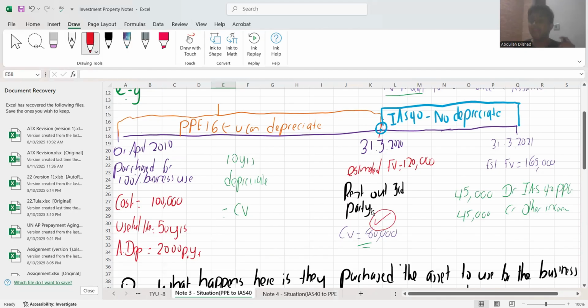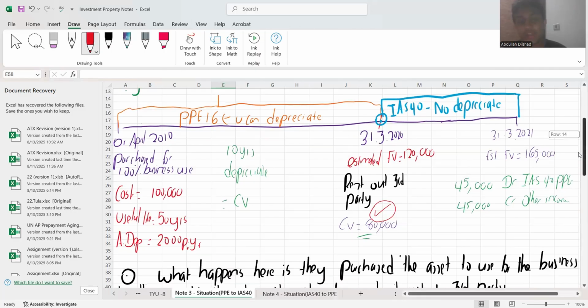Why are you calculating the carrying value? Let me repeat it again. It is because you are changing from IAS 16 to IAS 40, right? So at the date of change, which is 31st March 2020, you need to find the carrying value, right? That is what we are doing here.